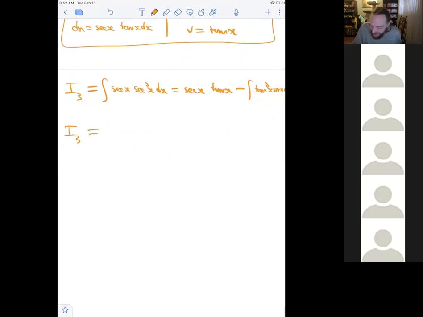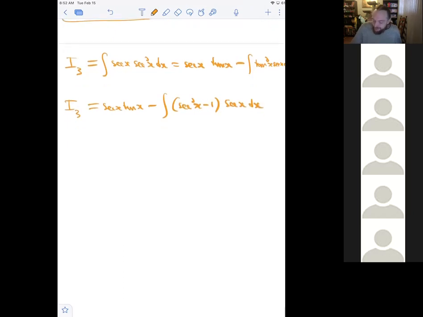This says I3 is equal to secant x tan x minus the integral of secant squared x minus 1 times secant x dx. And so this is equal to secant x tan x, minus the integral of secant cubed x dx, plus the integral of secant x dx. This is my integral I3 again.